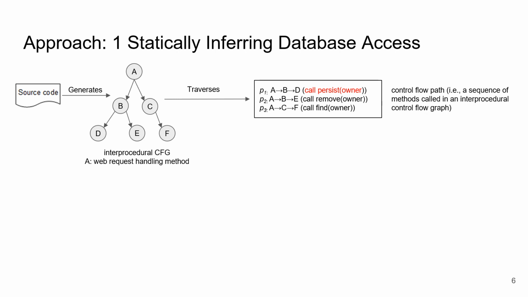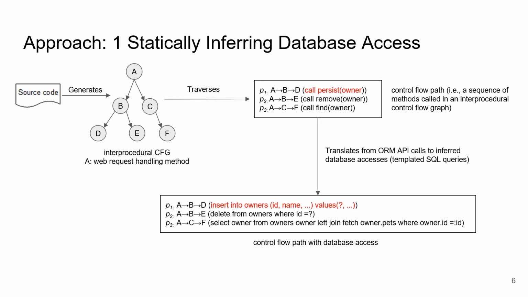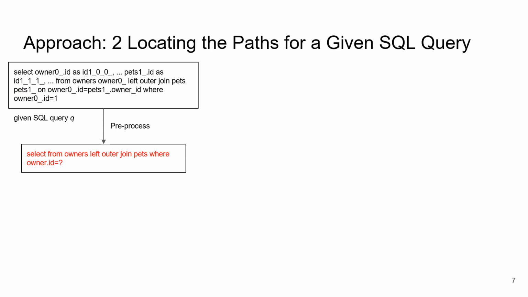The control flow path is a sequence of methods called in the control flow graph. For each ORM API call in the path, it infers the database access using template SQL queries. Take path 1 as an example. The call of persist owner is translated to a SQL query: insert into owners values.